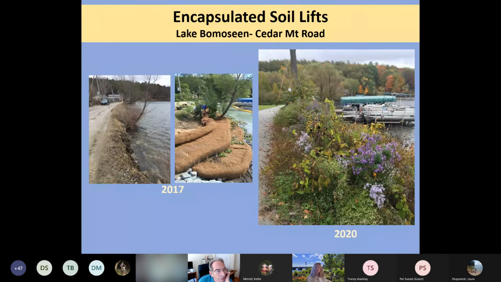Another method we have been using are these encapsulated soil lifts. And this was a more challenging site. It was 300 feet long. It ranged from a 12-foot drop to a 5-foot drop. And these are sort of mini terraces that you build out. But again, this has held up as well and has stabilized the bank between the road and the lake and offers a filtration system for the road runoff.